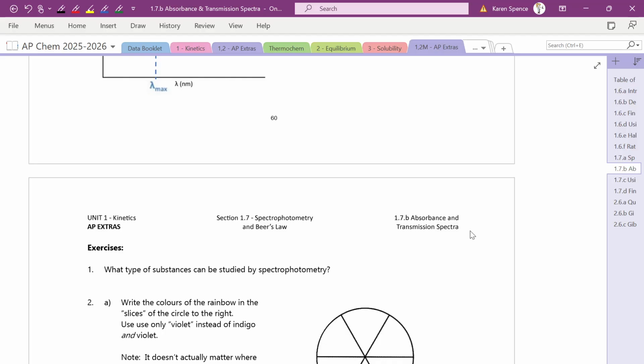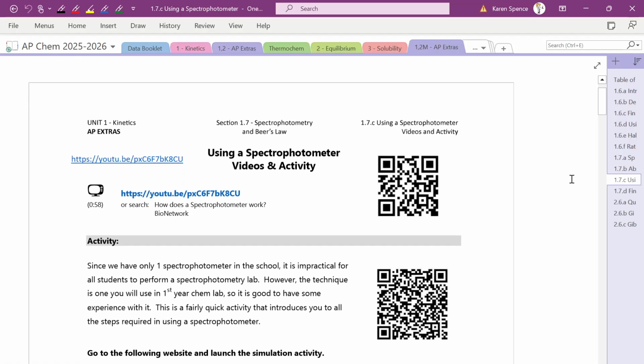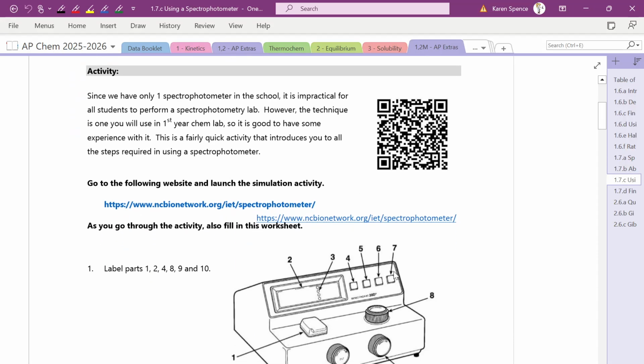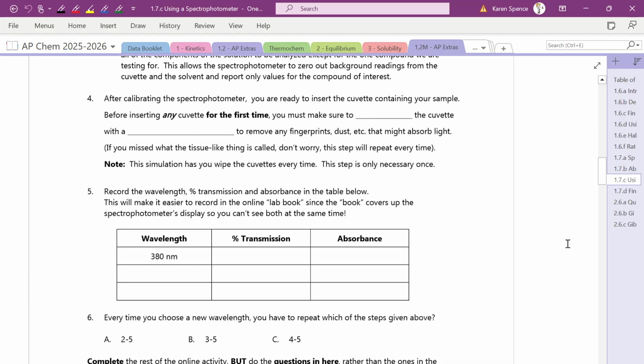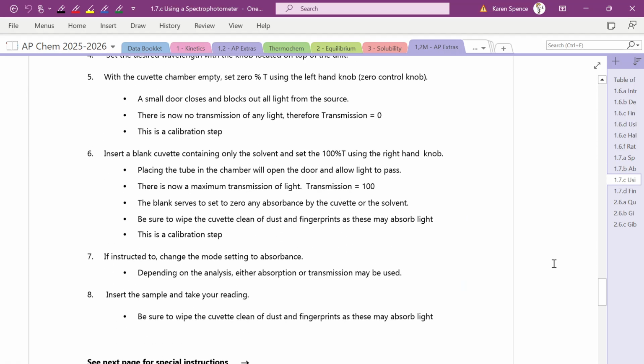So instead of that, 1.7c, which is the second part of your homework, has a video showing an actual spectrophotometer. You've seen the little diagram, but it actually shows an animation of how it works. And then there is a little simulated activity which allows you to grab a cuvette and put it in the pretend spectrophotometer and do some measurements and record some things. So you're going to be doing that for homework as well.